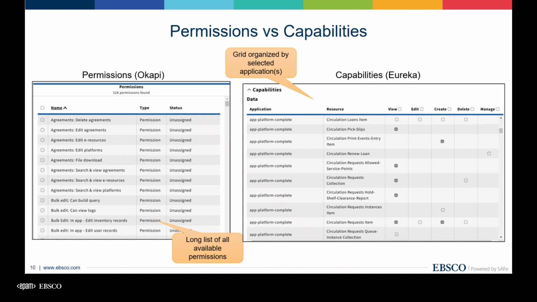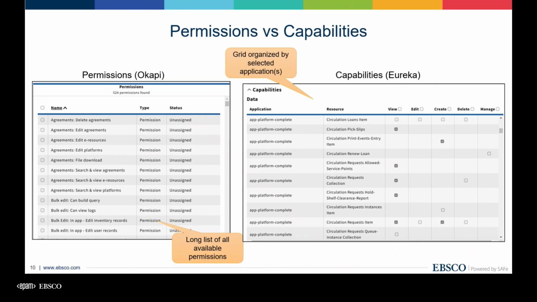But to refresh our memories on what a permission is, on the left-hand side is a snippet of a screenshot showing the permission set area where you can create and manage permission sets in the Okapi-based Folio. The one thing to note here is that it's a flat list and these are permission sets, so there's some nesting involved there. One of the key takeaways is it's difficult to determine exactly what you're granting a user when you assign one of these. And I'll get into that a little bit in the next slide.